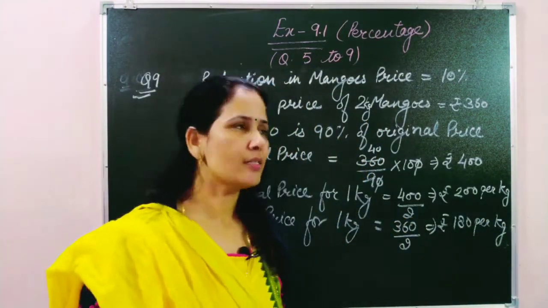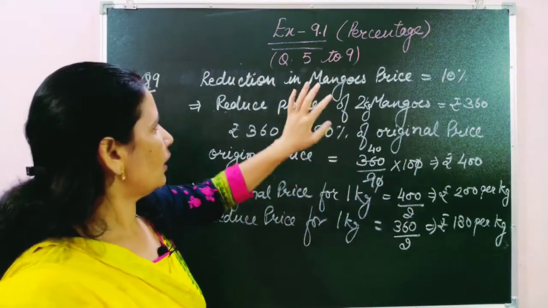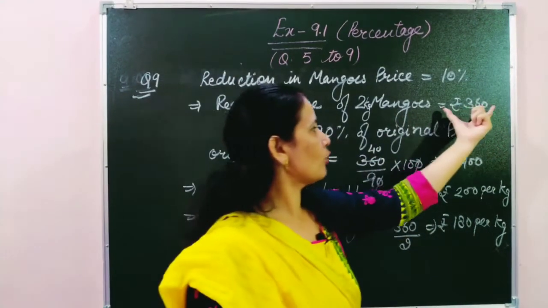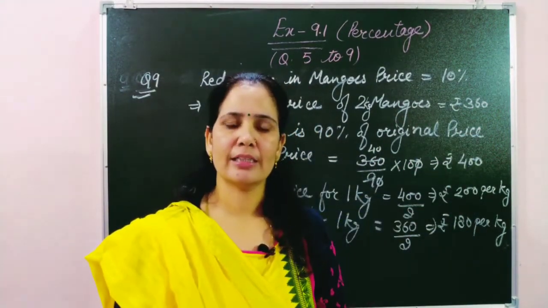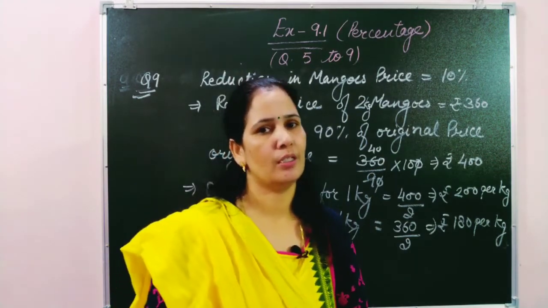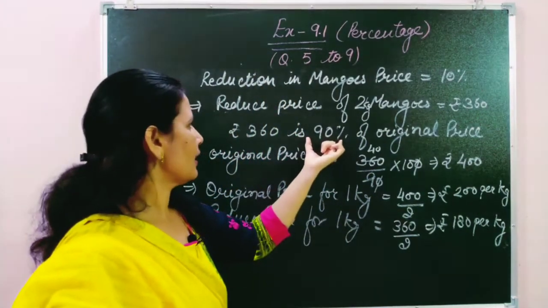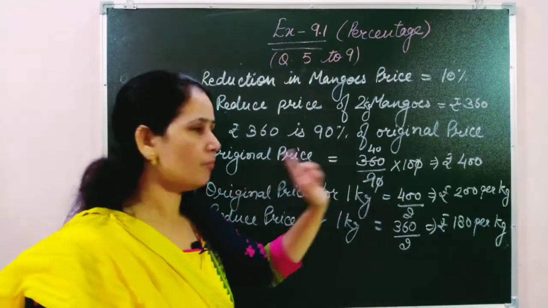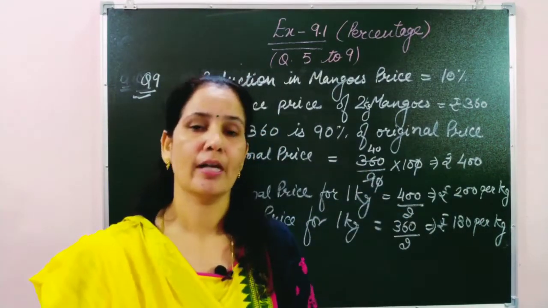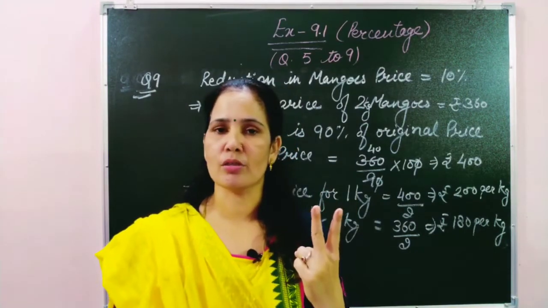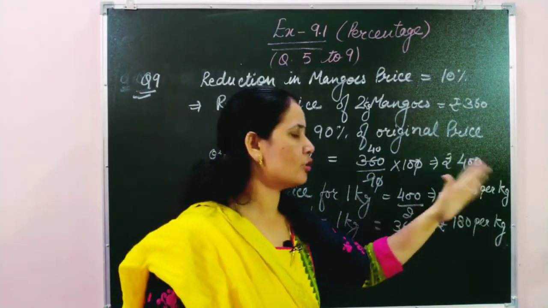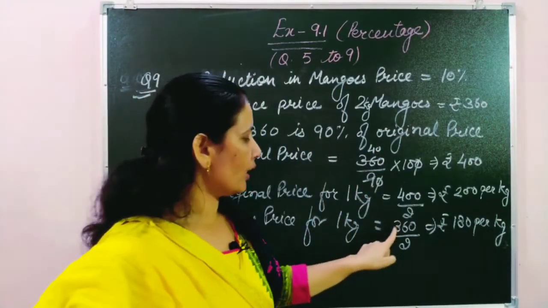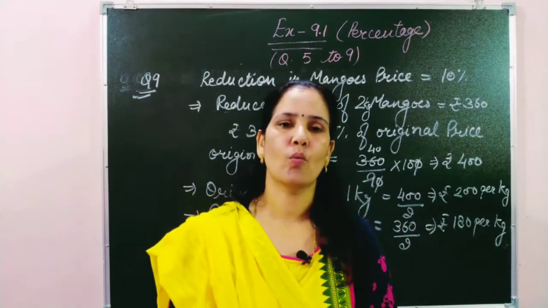Okay students, I repeat this question again. In this question they have given that a person purchased 2 kg mangoes, and after the price reduction, the mangoes' price is 360. 360 means 90% of the total. So we have the percentage and the part. So can we find the total original price? Yes. 360 divided by 90 multiply by 100, we get the original price 400, and 400 rupees for 2 kg mangoes. So for 1 kg, 400 divided by 2, that is rupees 200, and this reduced price is for 2 kg mangoes. So for 1 kg, 360 divided by 2, and the answer is 180.